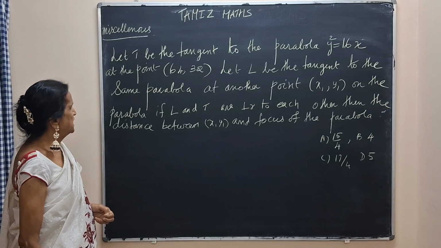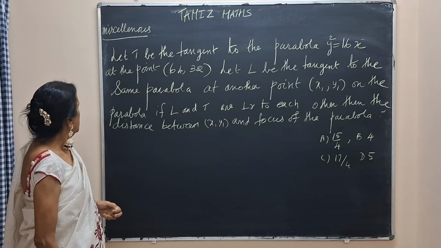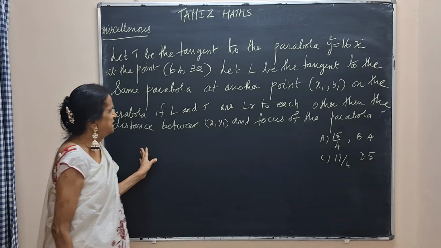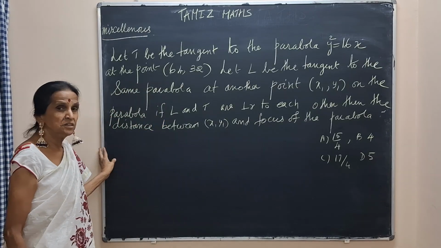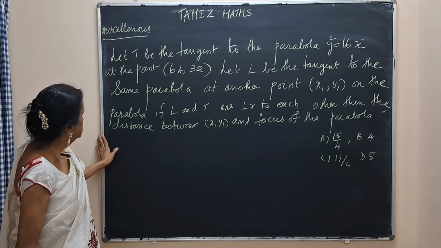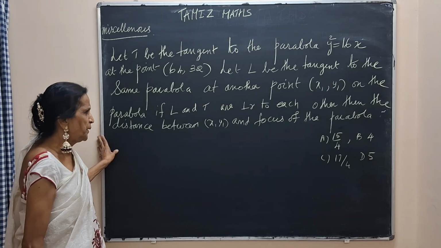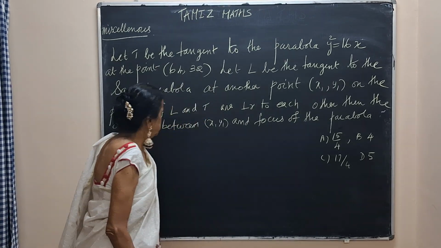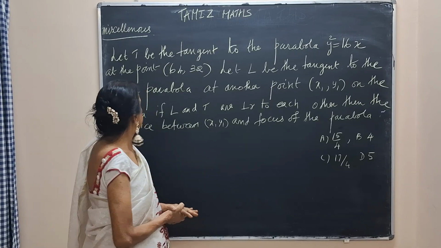Let T be the tangent to the parabola y squared equal to 16x at the point (64, 32). Let L be the tangent to the same parabola at another point (x1, y1) on the parabola. If L and T are perpendicular to each other, then the distance between (x1, y1) and the focus of the parabola. Let's see.